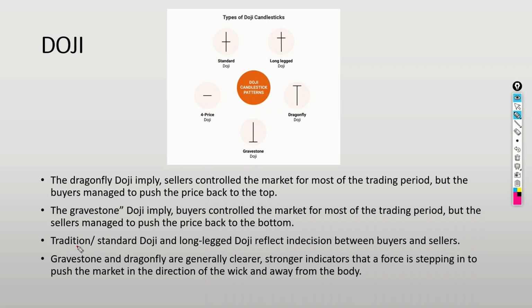So a traditional or standard doji and a long leg doji reflect indecision between buyers and sellers. This is a standard doji, or the traditional doji, just like a plus sign. Like that. That is what we call the standard doji. So gravestone and dragonfly are generally clearer, stronger indicators that push the market in the direction of the wick, away from the body.